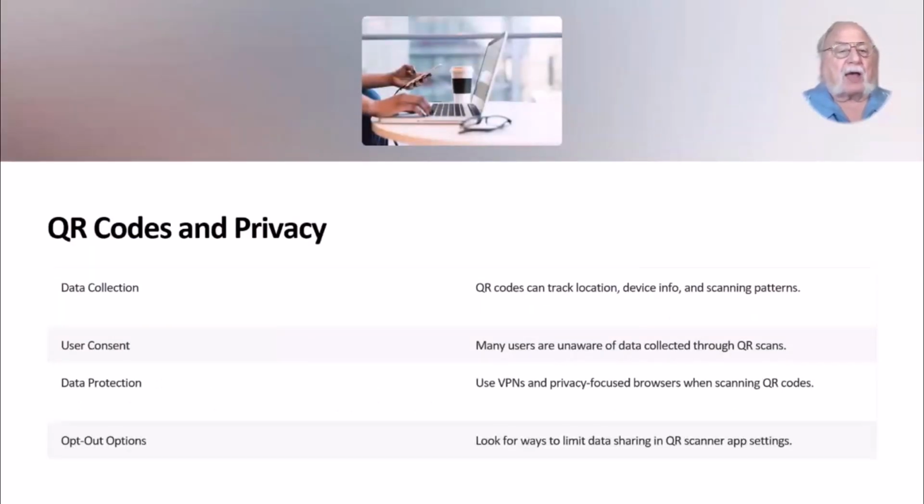QR codes and privacy. Data collection: be aware that QR codes can track location, device info, and scanning patterns. User consent: many users are unaware of data collected through QR scans. Data protection: use VPNs and privacy-focused browsers when scanning QR codes. And opt-out options: look for ways to limit data sharing in QR scanner app settings.